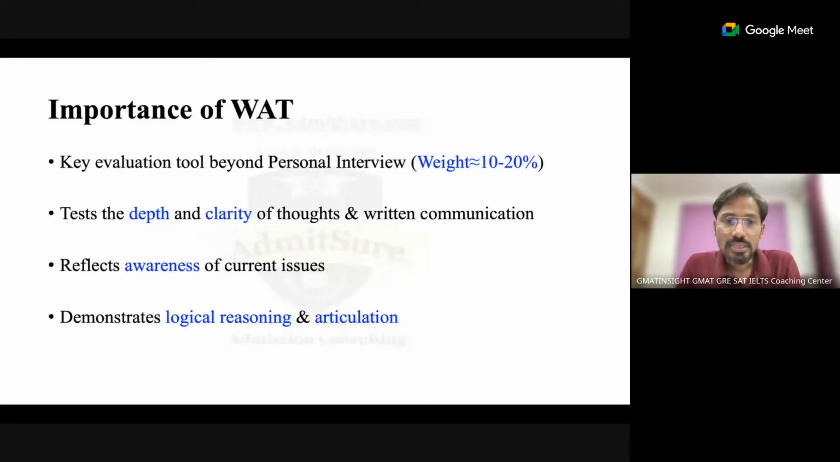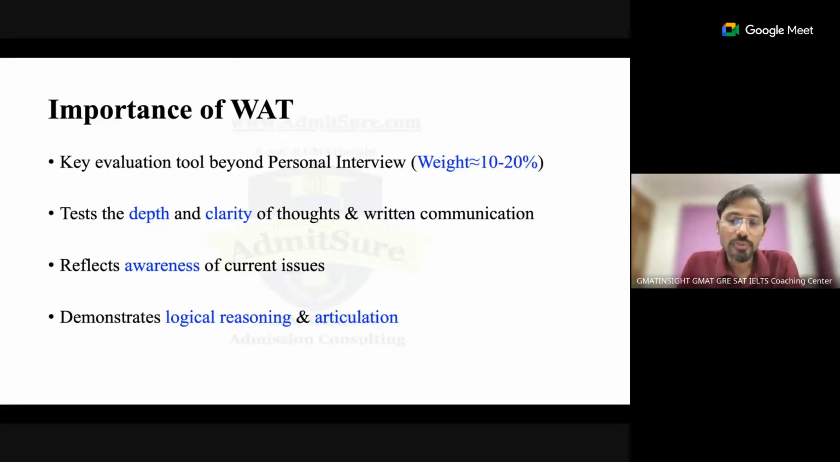What it represents is it should reflect the awareness of the current issue. And that is where a major question mark is going to come in, because the WAT can come from very different kinds of topics, and there might be a few topics that you may not be aware of. And if something like that comes, then I can only say that God help you with some insights.